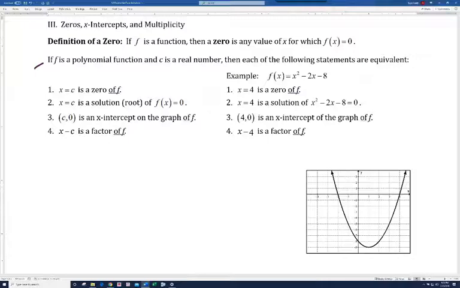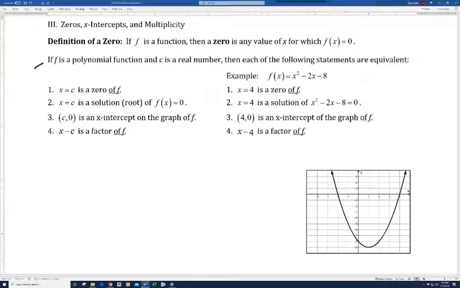So it says on number 1 here, x equals c is a zero of f. And then you've got these three other statements that are all basically equivalent. So we're going to look at an example as we walk through this to help you see what's going on here. In our example, we have f of x equals x squared minus 2x minus 8. And so our statement, number 1, would be x equals 4 is a zero of f.